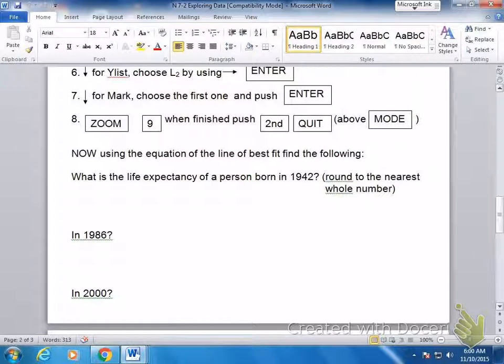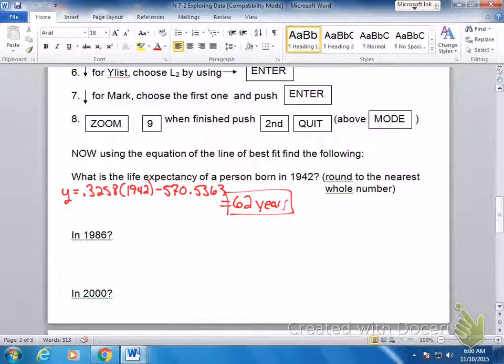The first one says, what's the life expectancy of a person born in 1942? It says round to the nearest whole number, so we're going to plug in whole numbers when we get our answers. We have our equation, y equals 0.3258 times x. They gave us an x of 1942, and then we subtract our 570.5363. So that's just straight in your calculator, guys. If we get that and we round, you should get that the average life expectancy was 62 years.